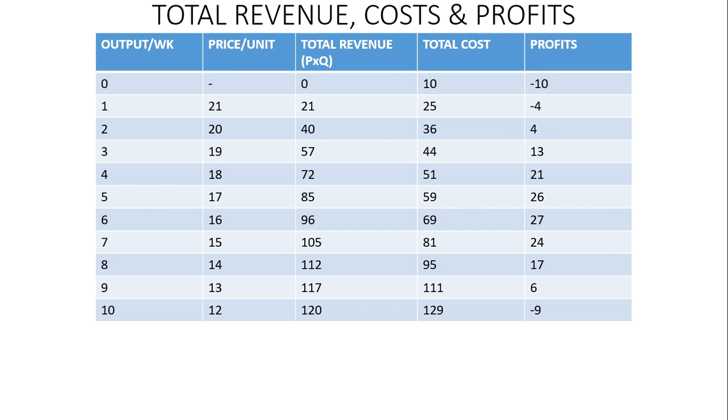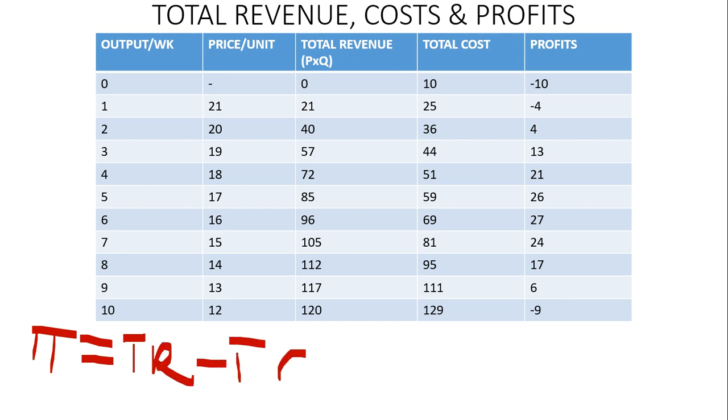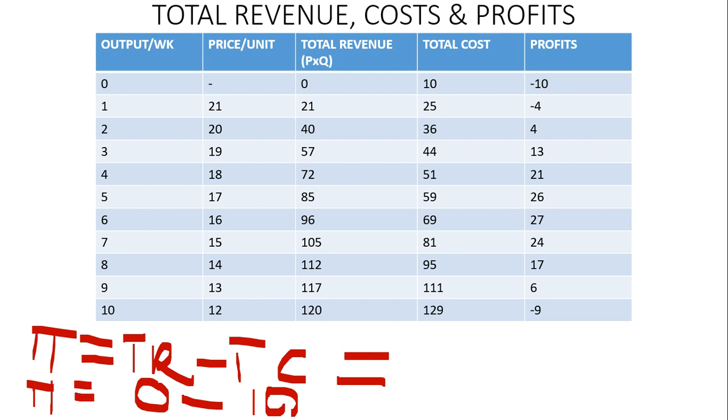Why? Because remember, profit is equal to total revenue minus total cost. And now you have a situation where your total revenue is 0, and your cost is 10. Therefore, you end up having what we call a negative profit, and the negative profit is nothing but a loss. So this negative 10 here shows that you've made a loss.